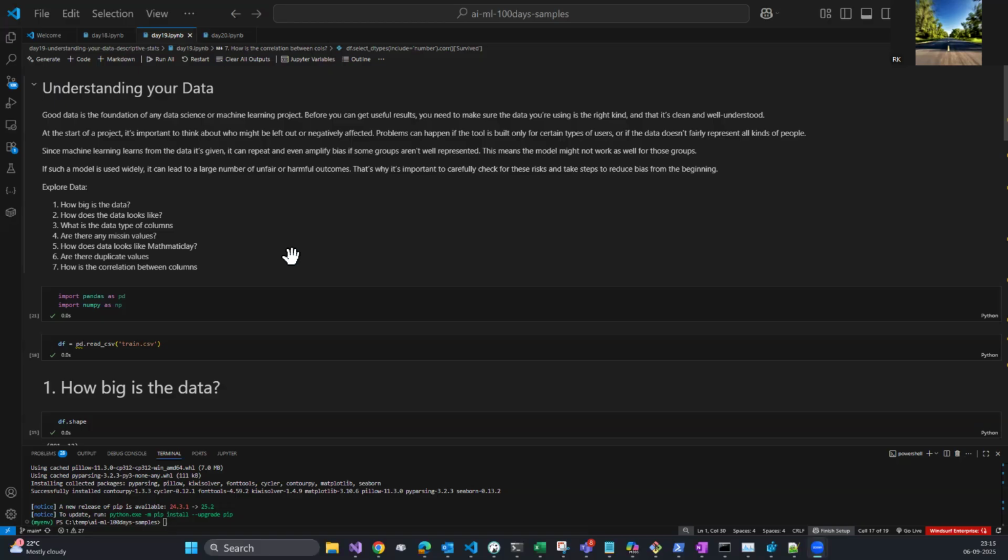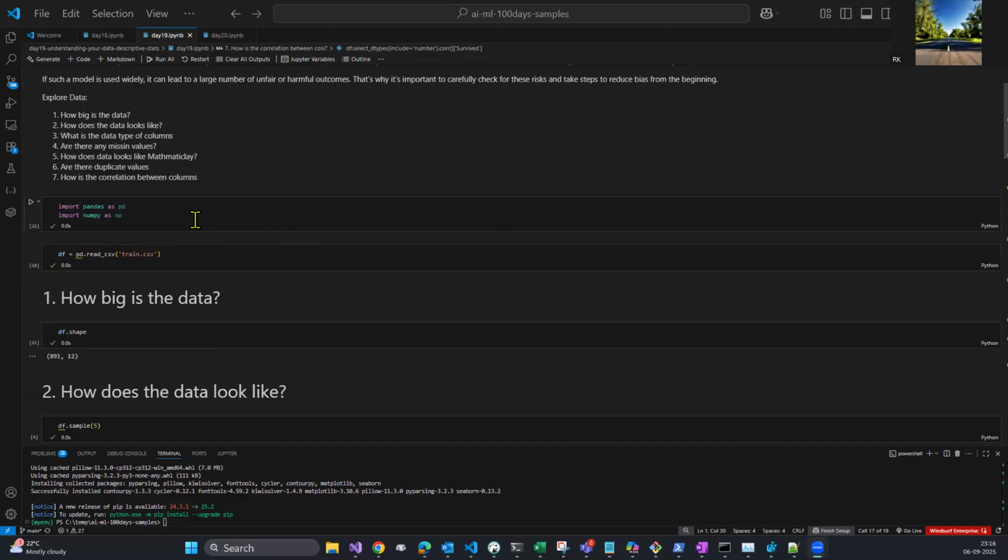How big is the data? How does the data look? What are the data types of the columns? Are there any missing values? How does the data look mathematically? Are there duplicate values, and how to remove them? And how is the correlation between columns? So these 7 things will give you a holistic view or understanding about the data.